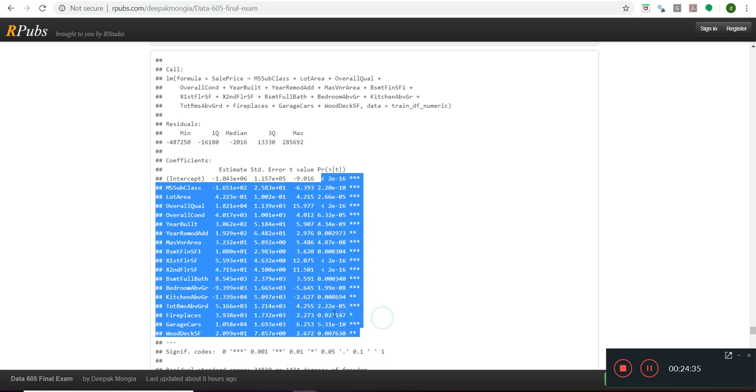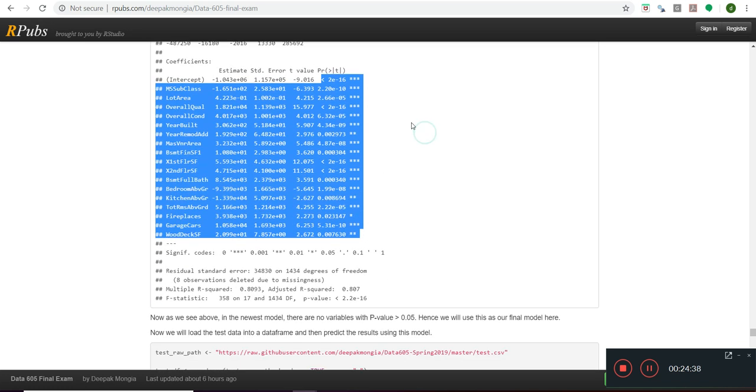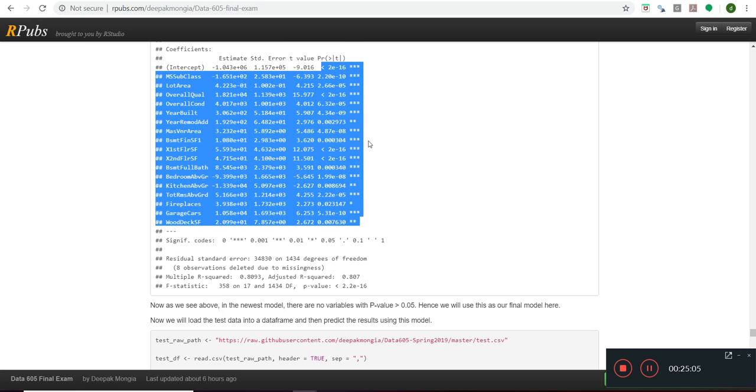There are still a few which have a p-value not very low, like 0.02. That's why it is a single star. So single star, double star, 3-star. 3-star means they have a good relationship with the response variable. That means the response variable has a huge dependency on that particular variable which shows the 3 stars. So now we are good. We'll use this model as our final model for now, because all the variables have a p-value less than 0.05.